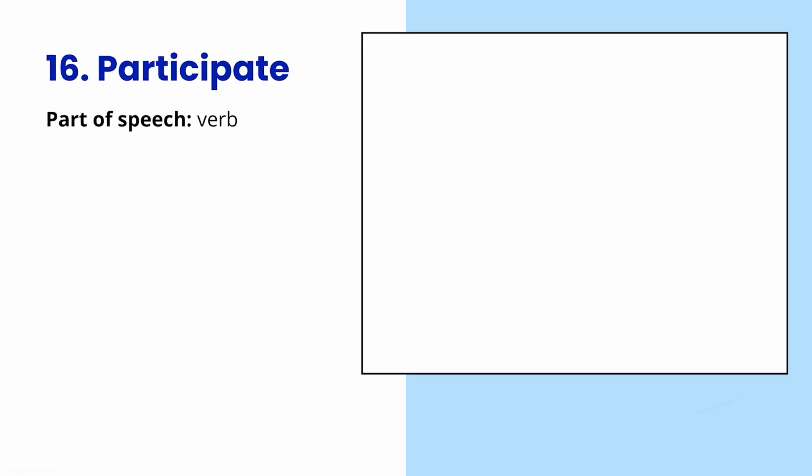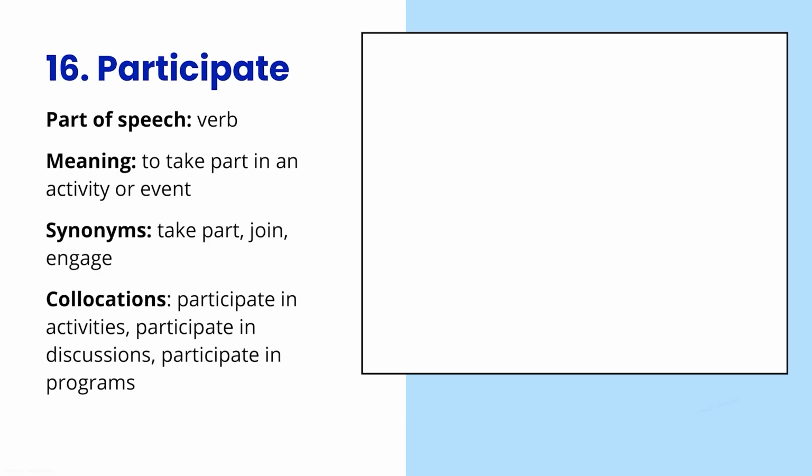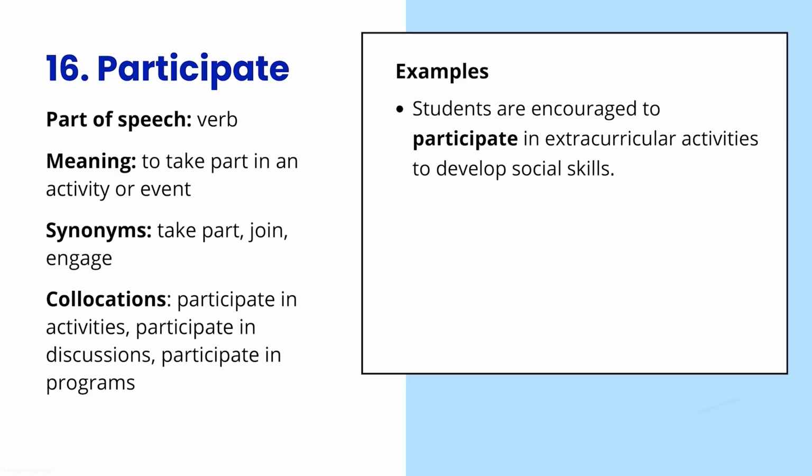Moving on to 16, which is participate. Now, participate is a verb and it means to take part in an activity or an event. Some synonyms are take part, join, or engage. Collocations, participate in activities. So this simply means you do some activities, you take part in some activities. Participate in discussions, same thing. Participate in programs. Students are encouraged to participate in extracurricular activities to develop social skills. So this means it is suggested to students that they take part in these activities to help improve their social skills.